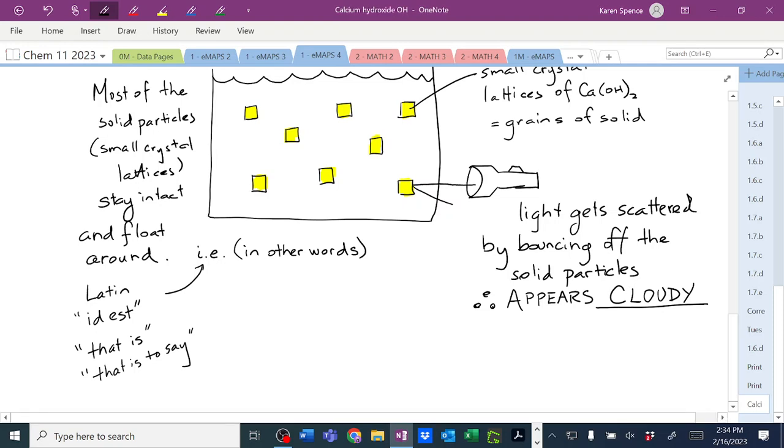So I.e., we have these little small solid particles that float around. We have the solid particles suspended in the liquid water. So I.e., in other words, the solid particles are suspended in the liquid water.